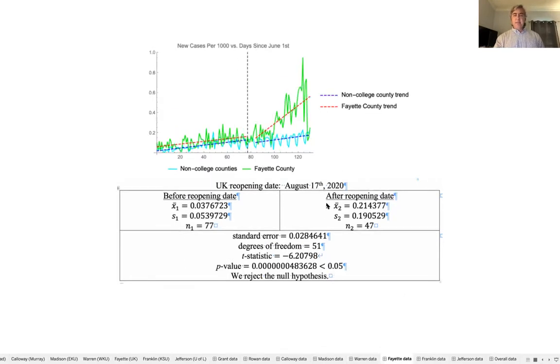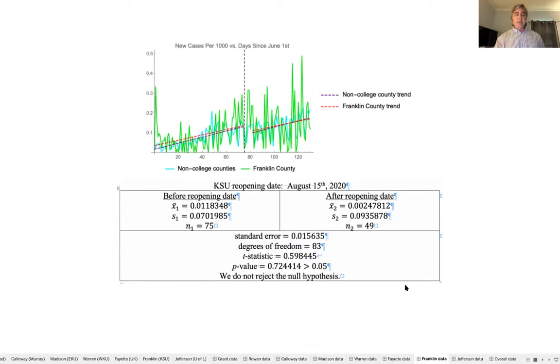Fayette definitely grew. Their difference is way larger, and so this generated an incredibly small p-value. So in this case, we could reject the null hypothesis. Franklin, where KSU is, is about the same. These differences were very close to each other, and so I can't reject it there.